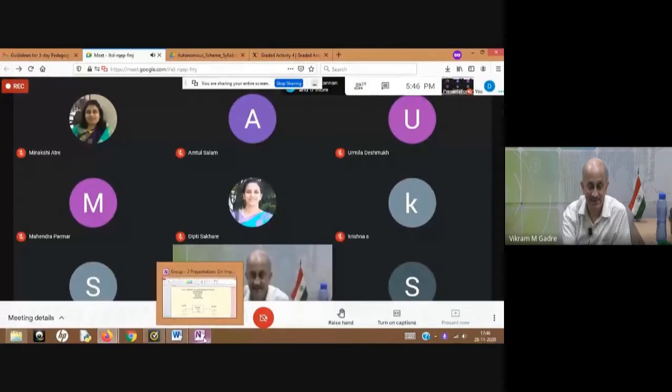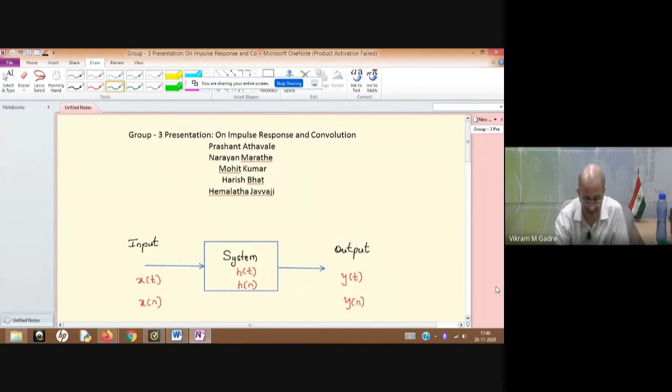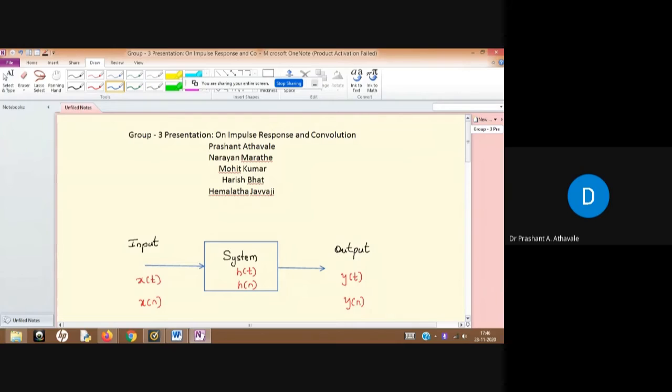Yes. Now Professor Prashant Athole is making his presentation. Yes, Professor, you can start presenting again. I think I lost the connection. You can start again. Is it visible now? Yes, it is now. Yes, sir. I belong to group 3. We got the topic on impulse response and convolution. Very nice. Very good.